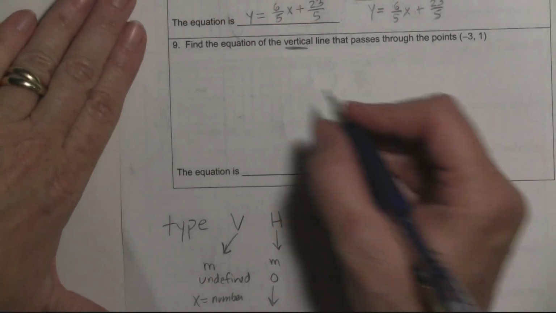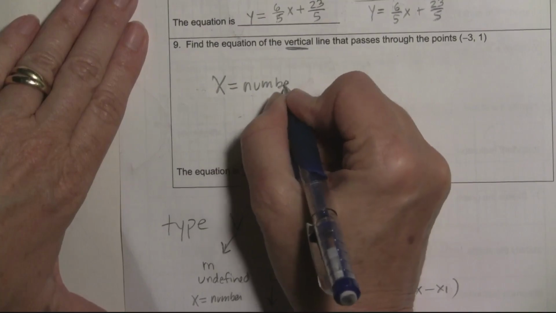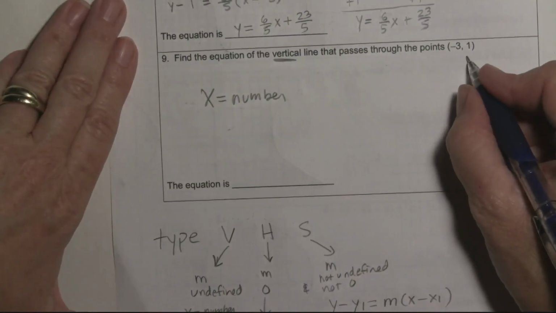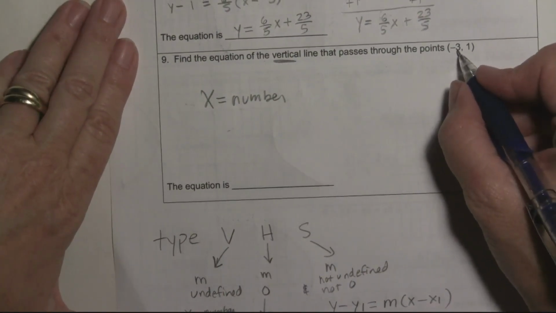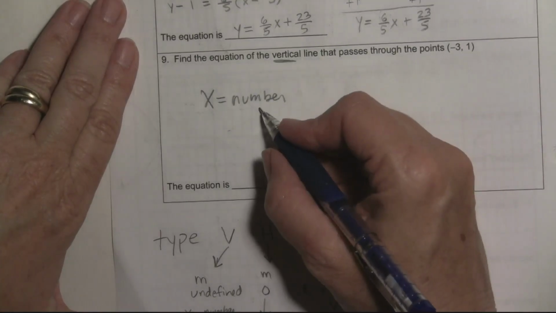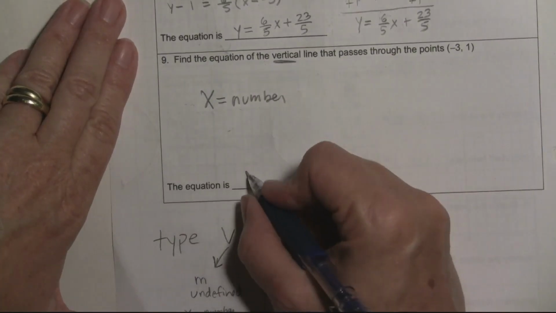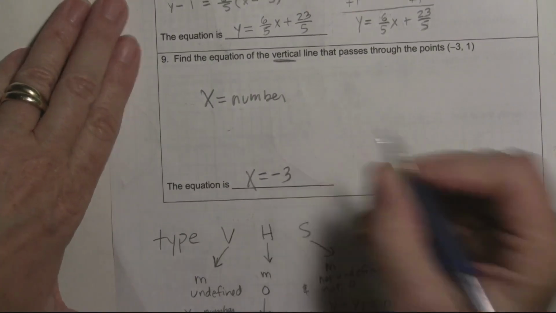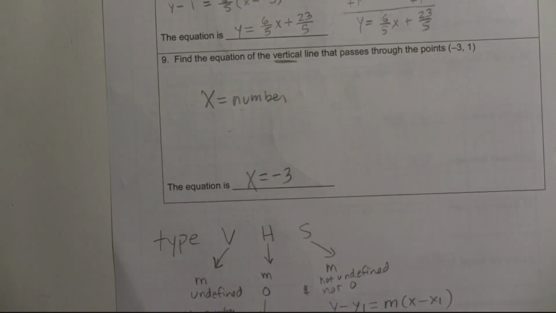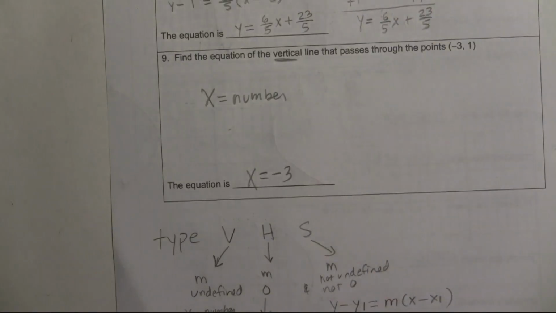So I know it's vertical, so I'm like, x equals a number. I have to figure out what the number is. So I'm like, hey, point, do you know the number? And this point says x is -3. And this point says y is 1. But I only care about x because that's what my equation needs. So x is -3. And then I'm done. It's almost too easy. We didn't fill the space with writing like we did on these others and have to go on to the side.